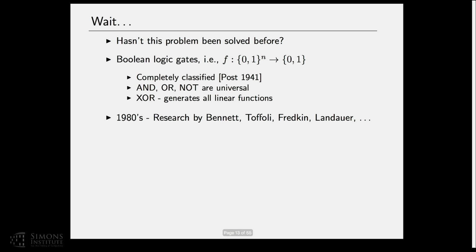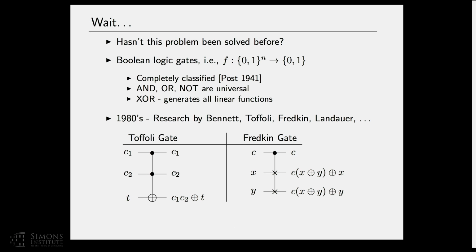But you might say, still, hold the phone. There's a bunch of research in the 1980s by Bennett, Toffoli, Fredkin, Landauer, all interested in reversible computation. Didn't they solve this problem? And particularly, you have 2 really important gates. The Toffoli gate, which is a controlled NOT gate, which is universal in the strong sense, in the sense that it can generate any reversible transformation. And then you have the Fredkin gate, which is a controlled swap gate.